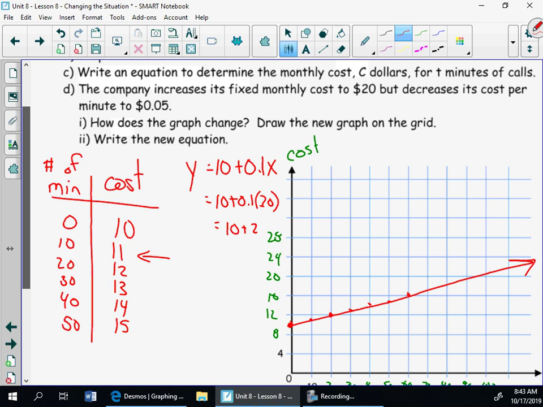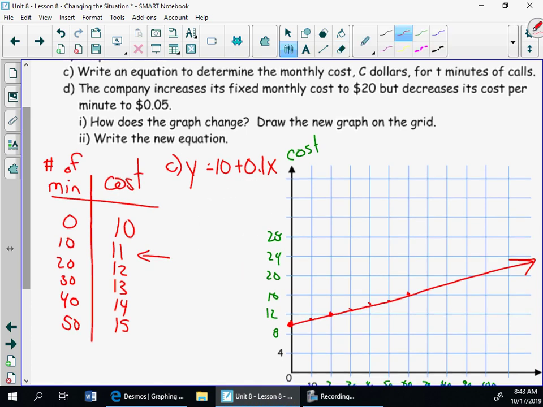Okay, why do we do that? Well, part C, write an equation. Well, I kind of already did that. Here's part C. You know, get rid of this stuff. There's C done. D, the company increases its fixed monthly cost to $20, but decreases its cost per minute to 5 cents. How does the graph change?